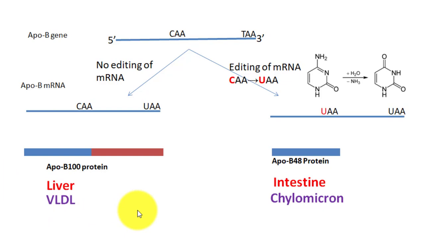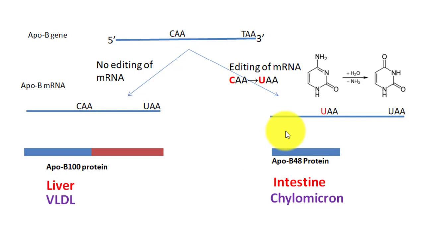Now let's talk about how this editing happens. This editing happens in intestine. In liver there is no editing. So in intestine, how does this editing happen? Editing happens at a genetic codon in between this long mRNA. In the middle, there is one codon. That codon is called CAA in normal condition, and this CAA is the codon for the amino acid glutamine.